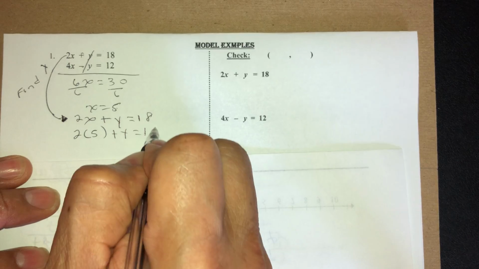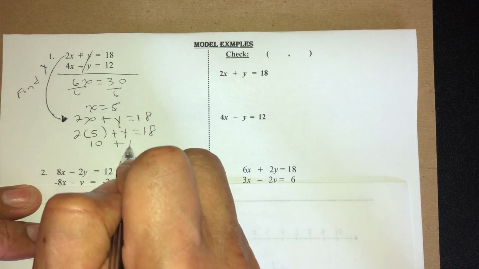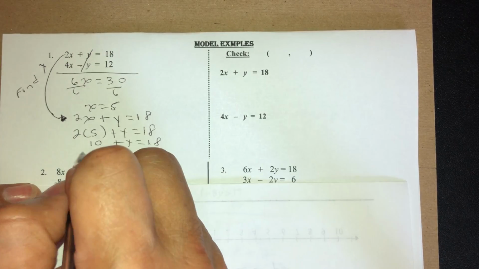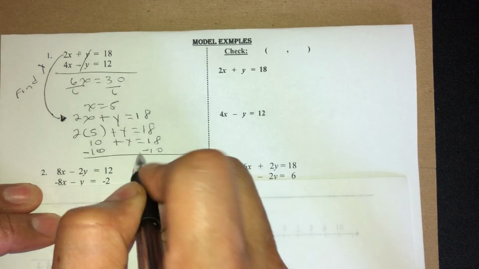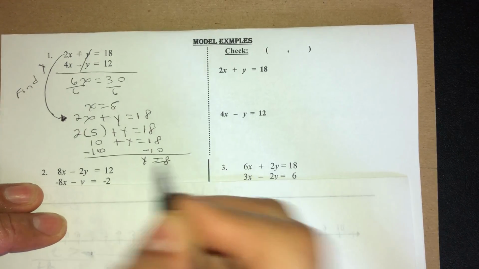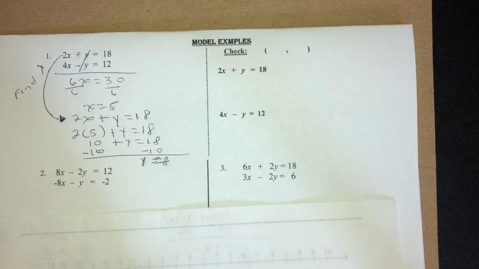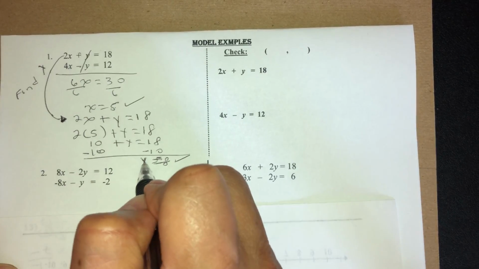Plus y equals 18. 2 times 5 is 10. 10 plus y equals 18. Minus 10, minus 10. So y equals 8. All right? So you can see that I already have found x and y.